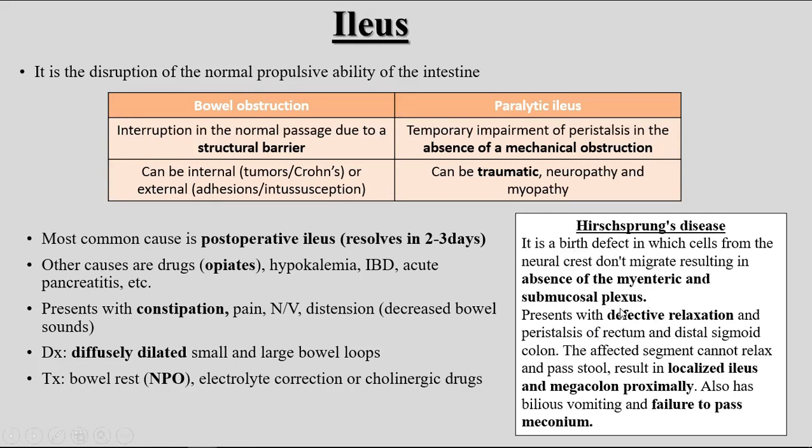So it's localized. It's only in the rectum and distal sigmoid region that you don't have the myenteric and submucosal plexus. The rest of the colon and the rest of the GI is normal. So it results in localized ileus and megacolon proximally. In the area of the rectum and sigmoid colon, you're going to have ileus, so no peristalsis, but proximal to that, you're going to have accumulation, distension, and megacolon. In kids, this will mainly present with failure to pass meconium. Meconium is the first stool of the baby, and they're not going to be able to pass this. Other than that, they're also going to present with bilious vomiting.